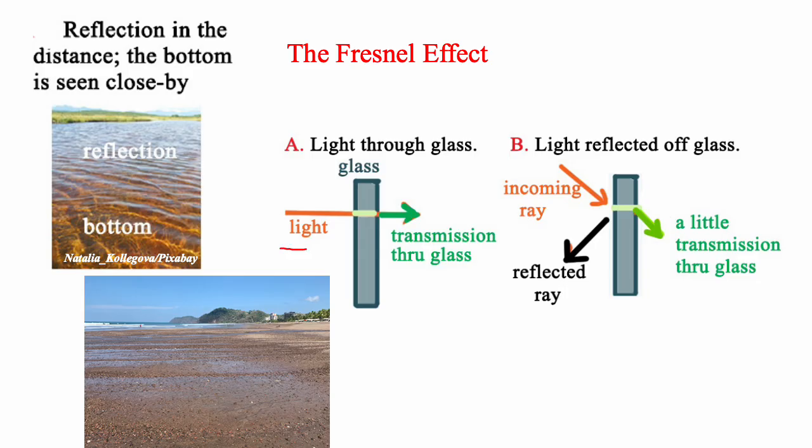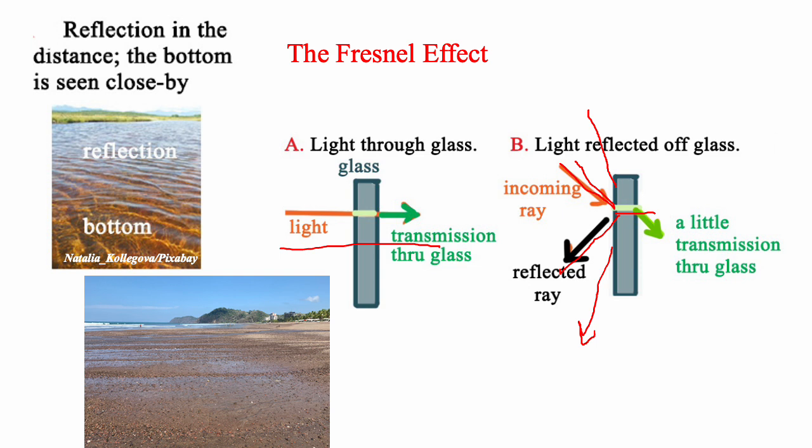When light hits a glass perpendicularly, most of it is transmitted through. But if it hits the glass at less than 90 degrees, we get some reflected rays and less is transmitted through. If this angle becomes smaller, we get even more reflected rays.